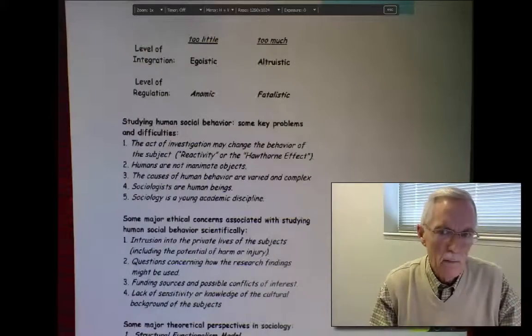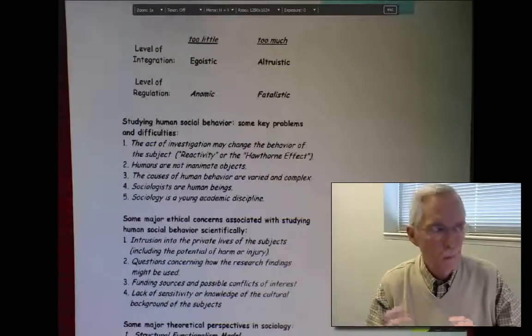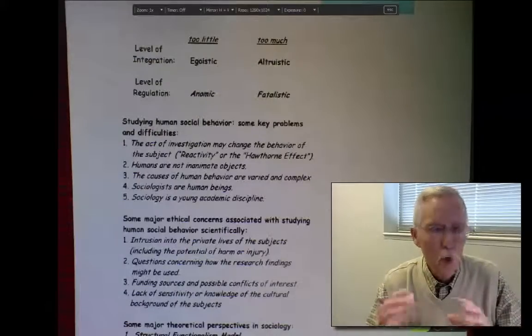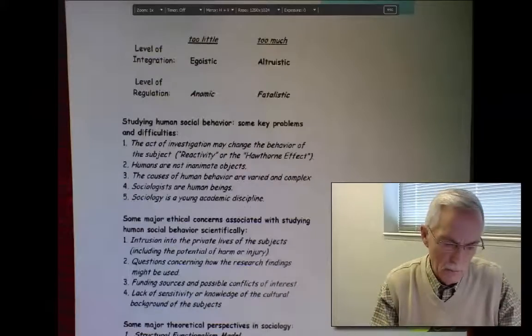And then finally, number 5, sociology is a very young discipline. Some people give the birth date as 1842, when Auguste Comte kind of coined the term sociology.